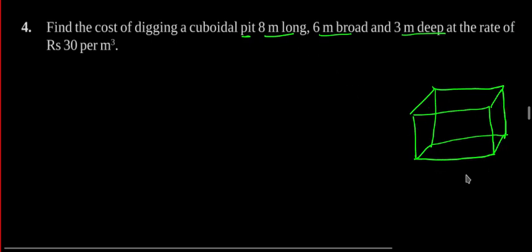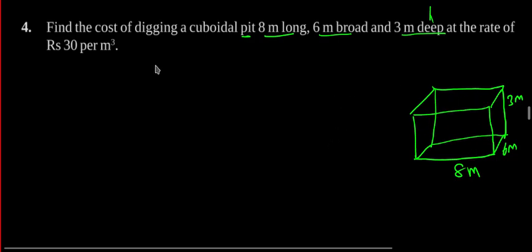Okay. So here the length will be 8 meter and broad, broad is nothing but the breadth. The breadth is 6 meter and deep is nothing but the height. So the height will be 3 meter. So this much area we need to dig and take out the mud outside. We need to make a hole in the earth. So we have to make a pit. Pit means an opening in the ground. Okay. We have to take this mud outside.